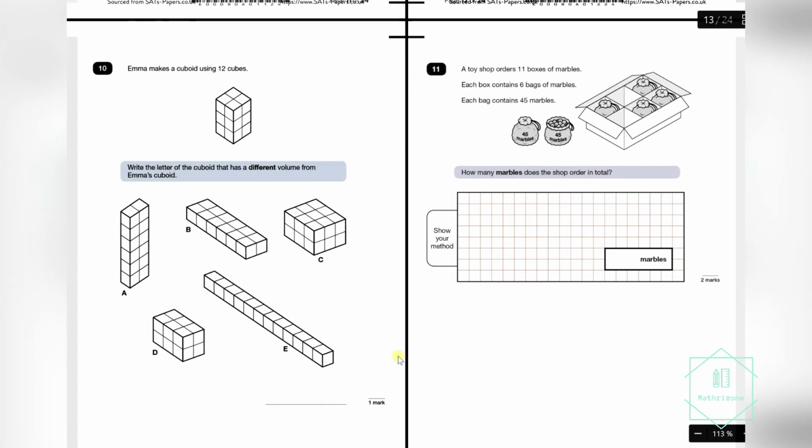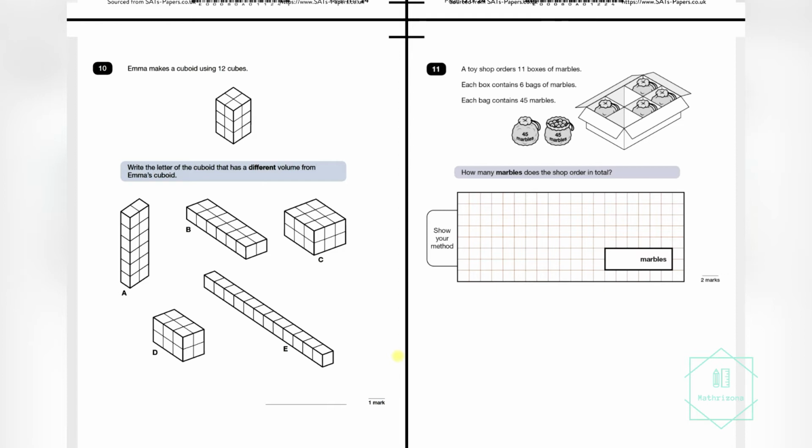Emma makes a cuboid using 12 cubes. It's using 1 centimeter cubes, we can say. Write the letter of the cuboid that has a different volume. Volume is the volume of one cube contributing to 12 cubes, so any shape which is made of 12 cubes will have the same volume. So we will count the number of cubes in each cuboid and see which cuboid has a different number of cubes other than 12.